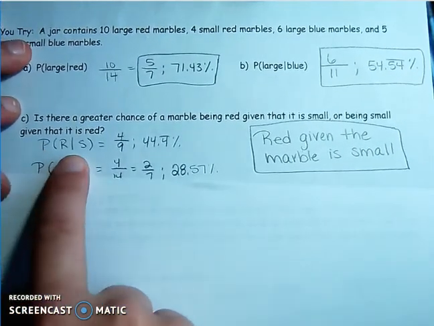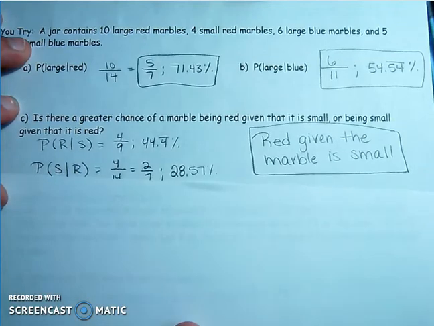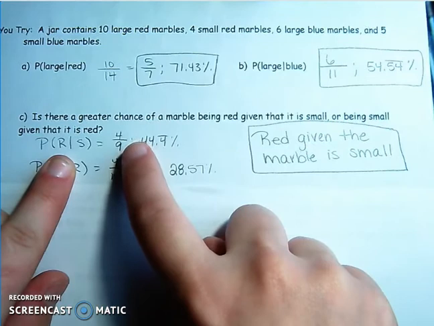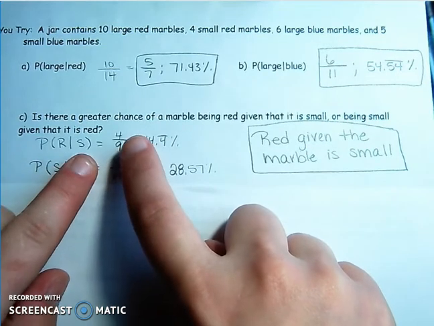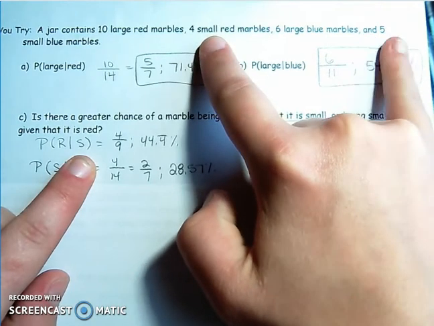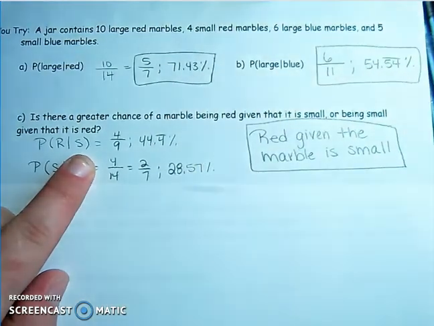Red given it's small, or small given it's red. Well, there are 4 red and small marbles, so that's the 4. Given that it's small, there are only 9 small marbles, 4 red and 5 blue. So that's 4 out of 9.